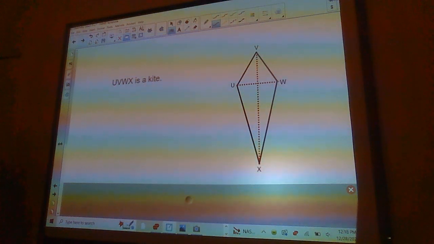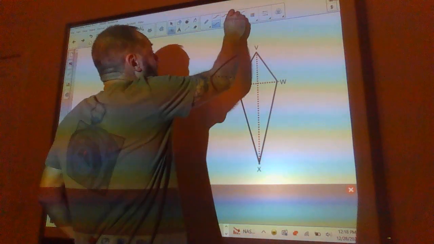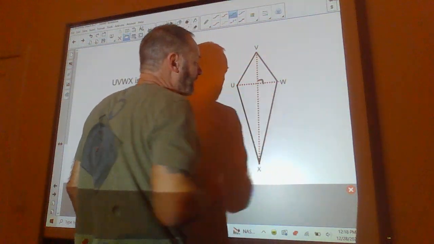Okay, what about a kite? So here I have a kite. The only thing that's missing is that should be a 90-degree angle right there.